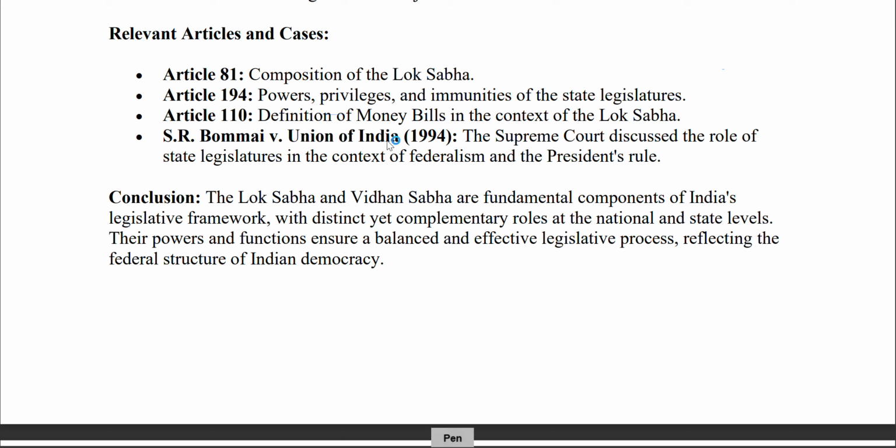S.R. Bommai versus Union of India, 1994. The Supreme Court discussed the role of the state legislatures in the context of federalism and president's rule. Lok Sabha and the Vidhan Sabha are fundamental components of India's legislative framework with distinct yet complementary roles at the national and state level.